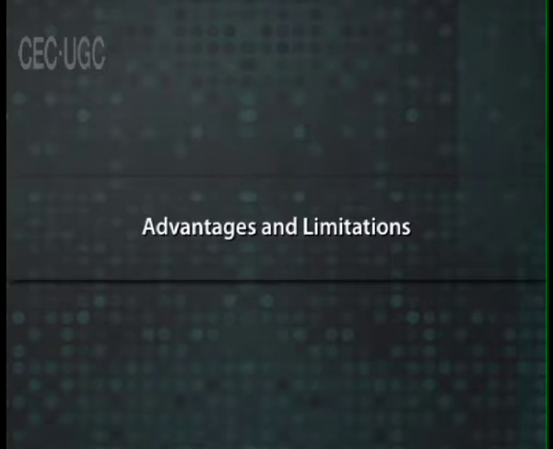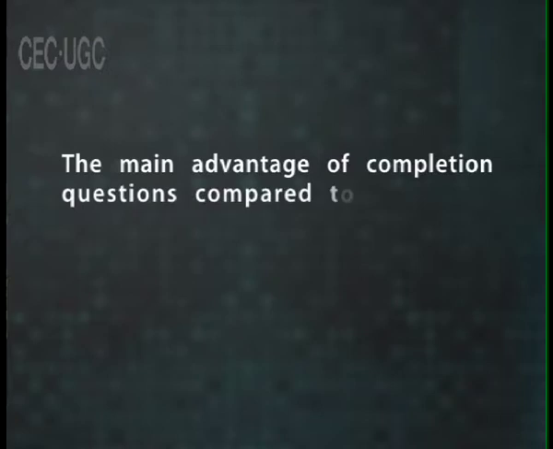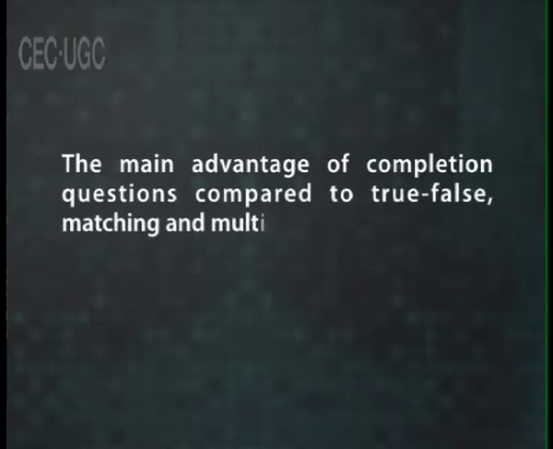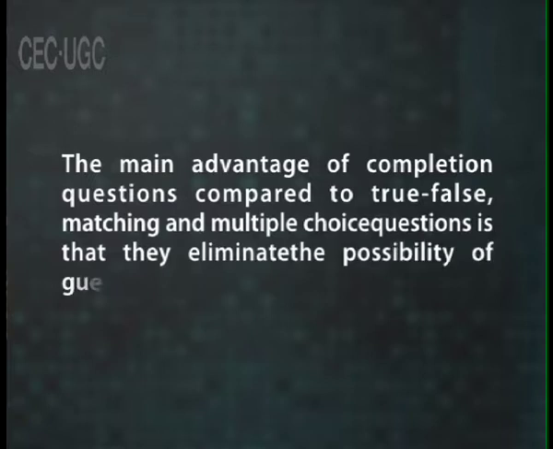Advantages and limitations. The main advantage of completion questions compared to true false, matching and multiple choice questions is that they eliminate the possibility of guessing. Since the learning outcomes measured through completion questions are relatively simple, they are easier to construct too. However, they have two major limitations: unsuitability to assess major learning outcomes and the difficulty to score.